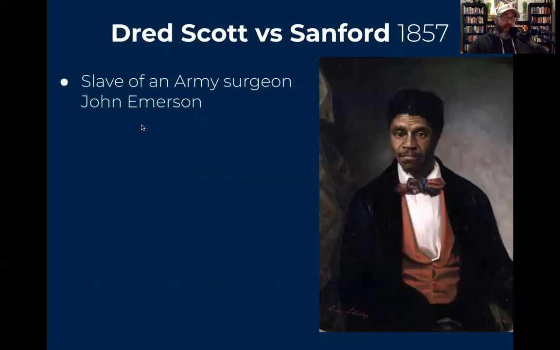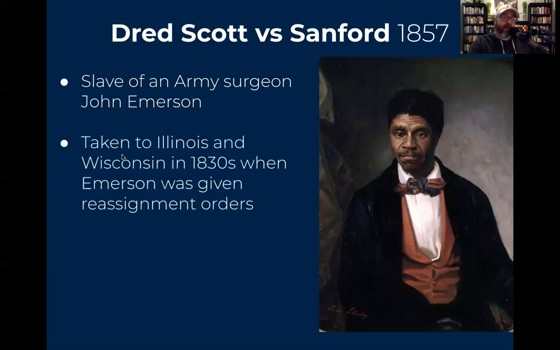Dred Scott versus Sanford is going to be one of the worst Supreme Court decisions. I'm going to partner that up with Plessy versus Ferguson, and I'm going to say Korematsu versus the United States, giving the constitutional authority for Japanese internment in World War II. But we have the slave of an army surgeon, John Emerson. You remember, Dred Scott was taken to Illinois and Wisconsin in the 1830s when Emerson was given reassignment orders.